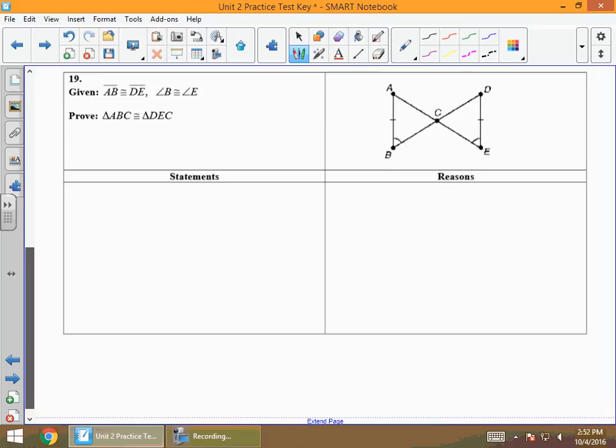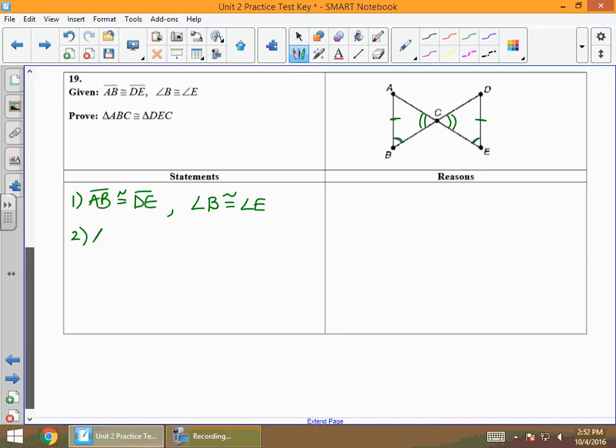I'm going to start again with the given. So AB is congruent to DE, and angle B is congruent to angle E. It is already marked on your picture. I'll highlight it green so you see those 2 are the same. These are 2 bow tie triangles, and I know one of the most important things about bow tie triangles is they have vertical angles. So right here in the middle of the bow tie, those 2 angles are congruent.